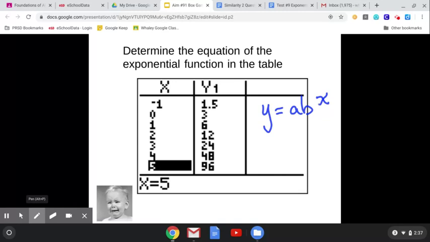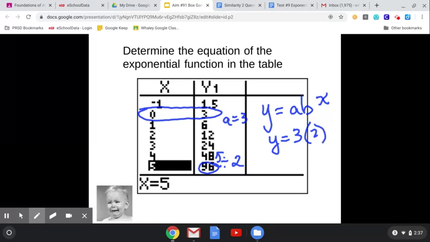All right, so I need my initial value. That's right here where x is equal to 0. So a is going to be 3. So my equation is y equals 3. Now I need to find my b value. Just take any number and divide it by the number in front of it. 96 divided by 48 is 2. So my b value is 2. So 3 times 2 to the x is my equation. And that works with any of the other numbers too.